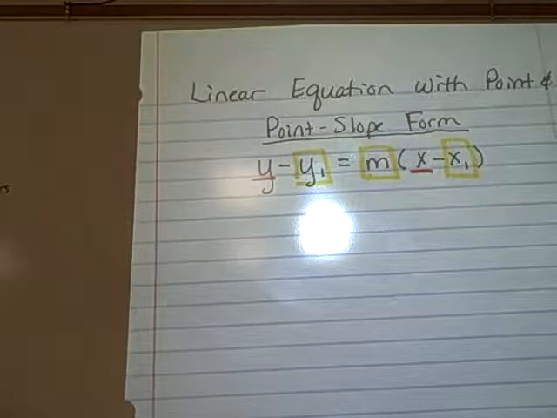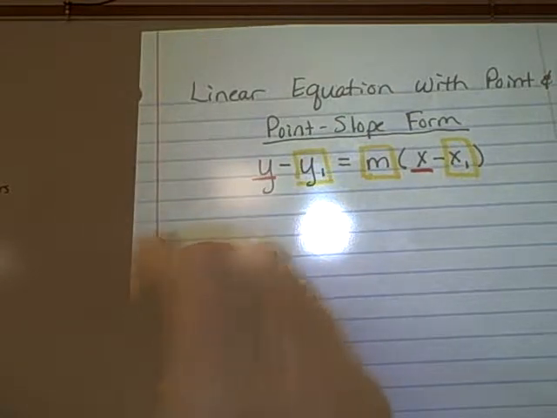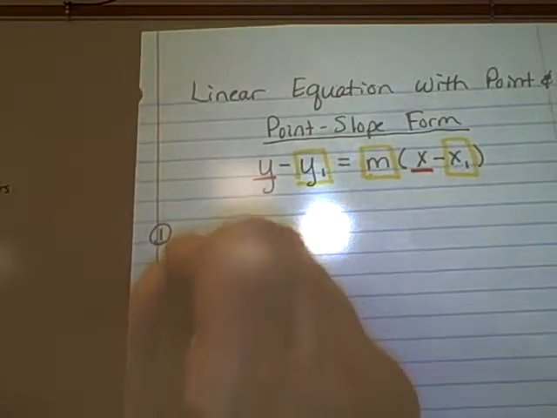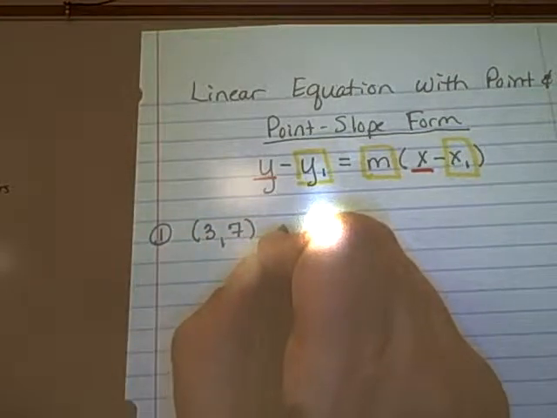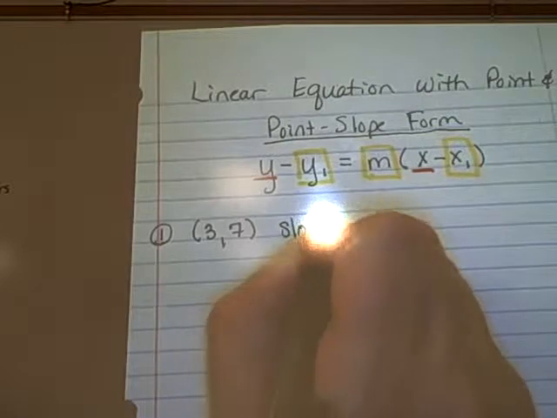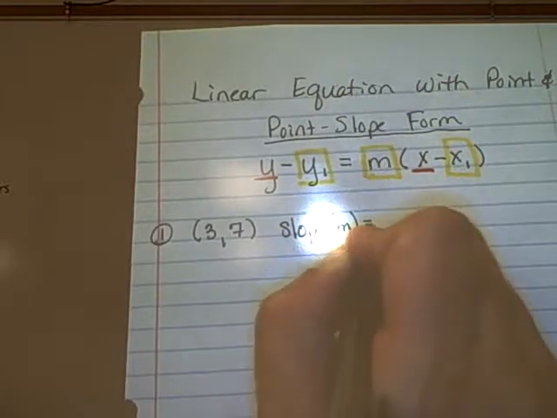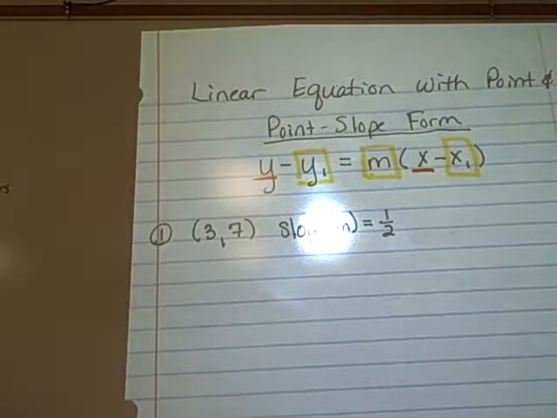And we're going to go back to those graphs. And we're even going to go back to a couple of the ones on the first page. And we're going to write those equations out. Okay, so for example, here's how this works. For example, if I'm given the point 3, 7 and the slope, which is m, is 1/2. And I'm supposed to write the equation.